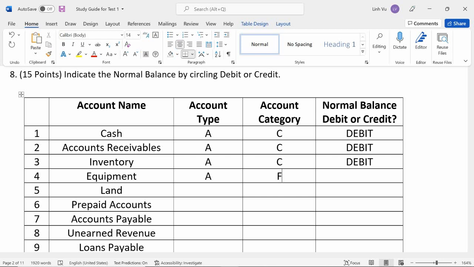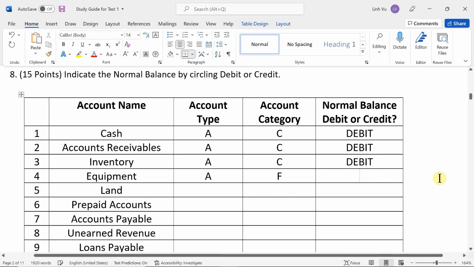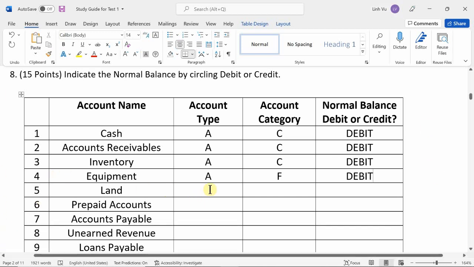Good. So in this case, it's a fixed asset. Now, what's its normal balance? Well, it's an asset, so it would be a debit. Good. You are more likely to increase your assets every time you purchase equipment. Yes. Okay. What about land?